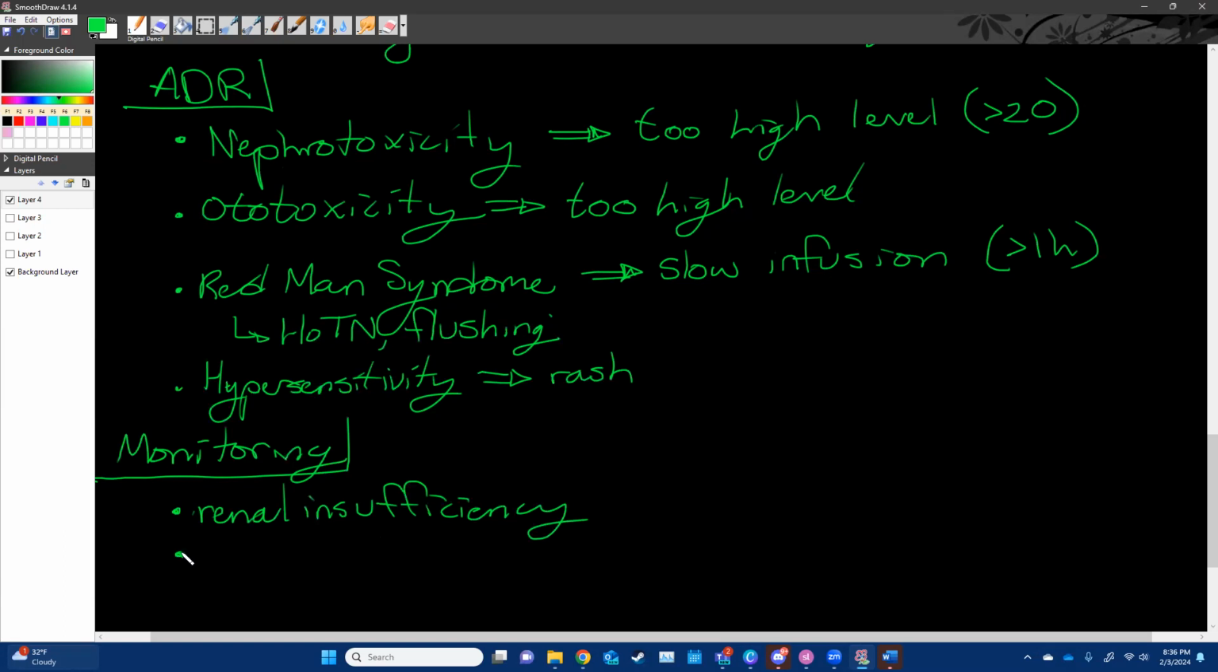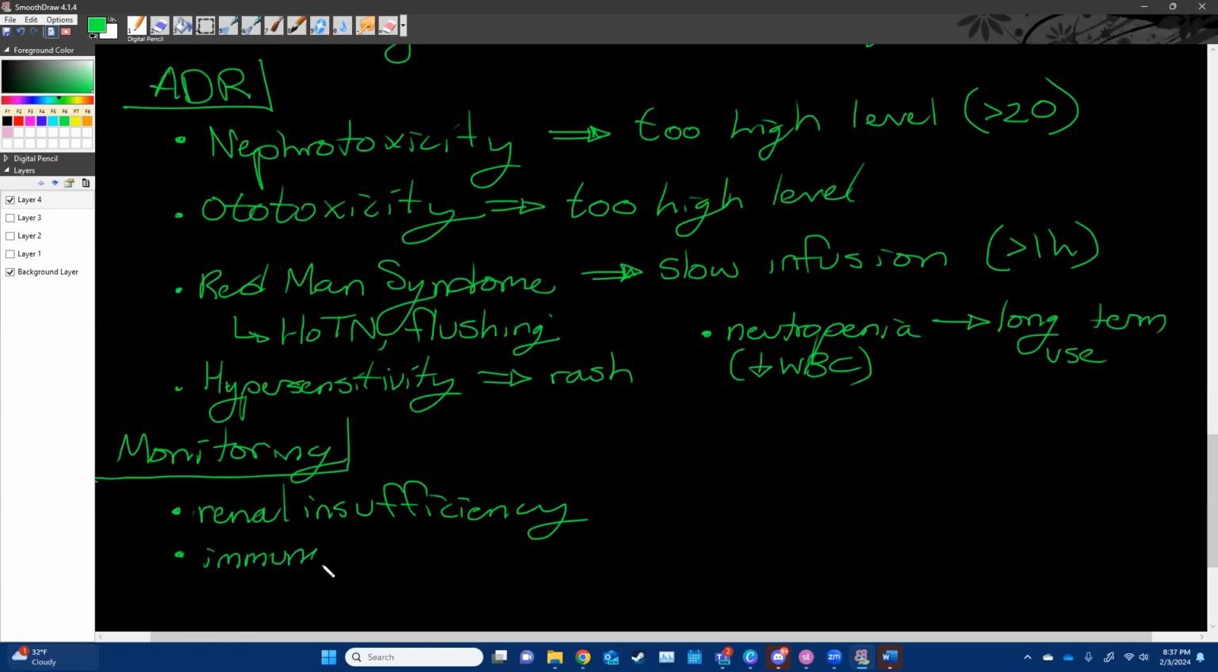Hypertension, kind of. That's really only an issue. Oh, I missed one over here. The last one is neutropenia. So a drop in white blood cell count. This is due to long-term use. Immunocompromised, definitely. Loop diuretics, yep. Also, obese patients.